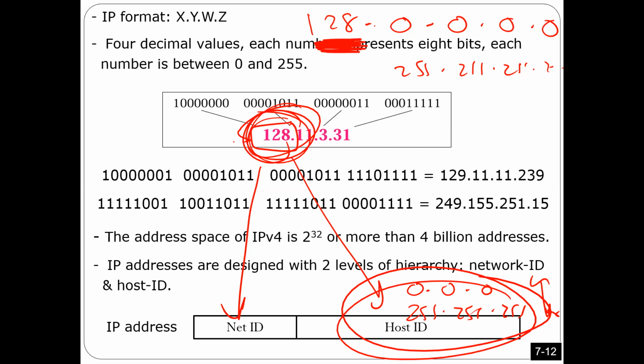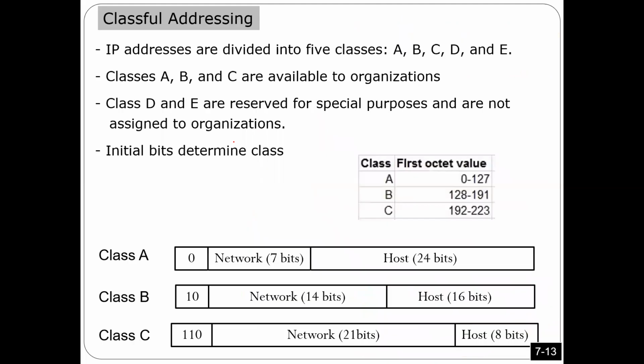And again, we are in bad need for this hierarchy because we have billions of computers. How can we do it if we don't have this kind of hierarchy? The routing tables are gonna be too complicated for sure.